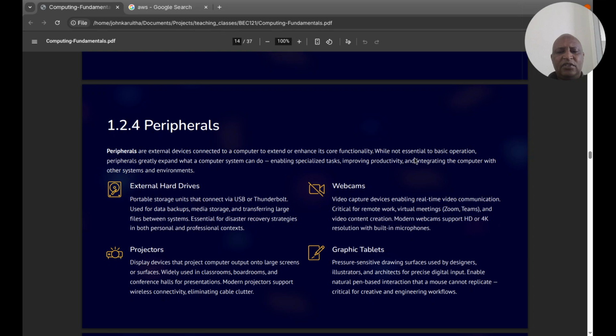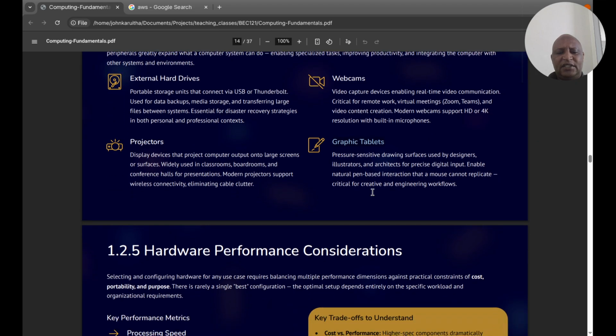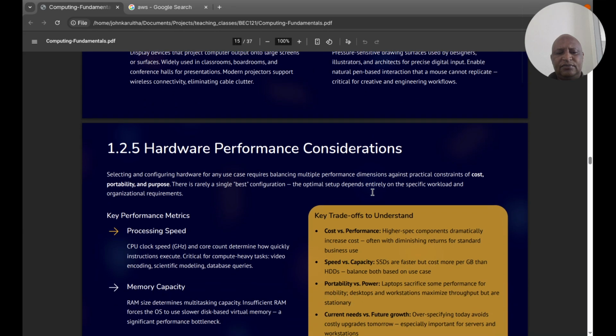Finally, we have peripherals. These are external devices connected to the computer to enhance its functionality. Examples include external hard drives, webcams, projectors. We use projectors a lot in class, and graphic tablets. For example, when I'm teaching a class, I could use a graphic tablet to write some illustrations.